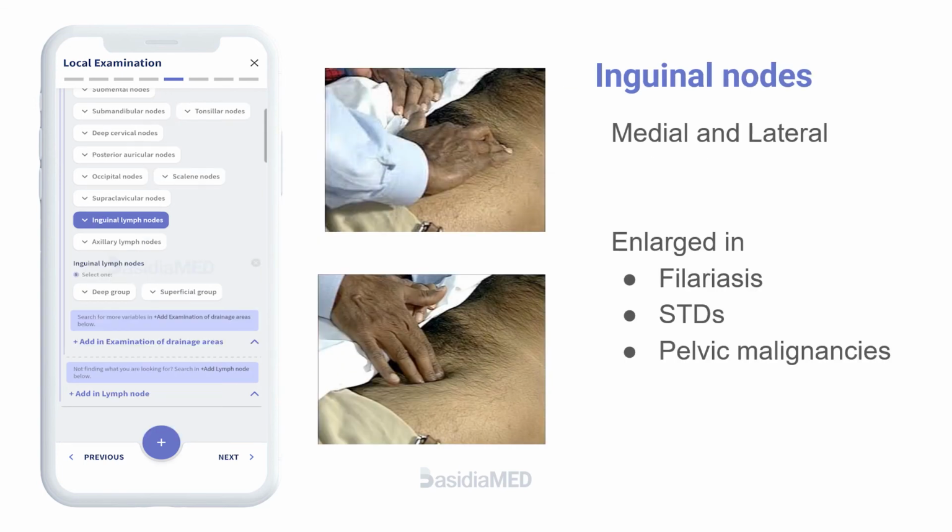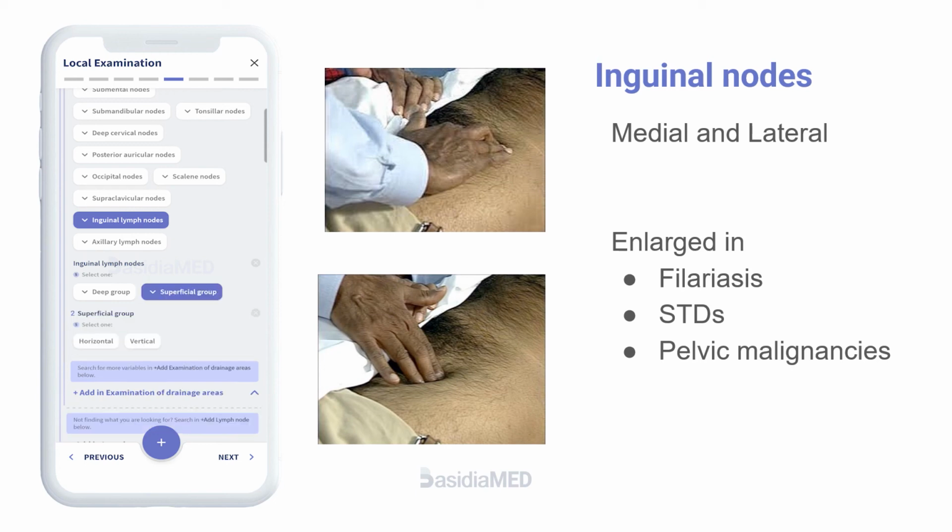The inguinal group of nodes are examined by exposing the inguinal region completely. The patient lays in the supine position, with the thigh extended and legs slightly abducted and externally rotated. Inspect for any obvious swellings or irregularities. Then, palpate inferior to the inguinal ligament, which runs between the anterior superior iliac spine and pubic tubercle, to assess the horizontal group of superficial inguinal lymph nodes.